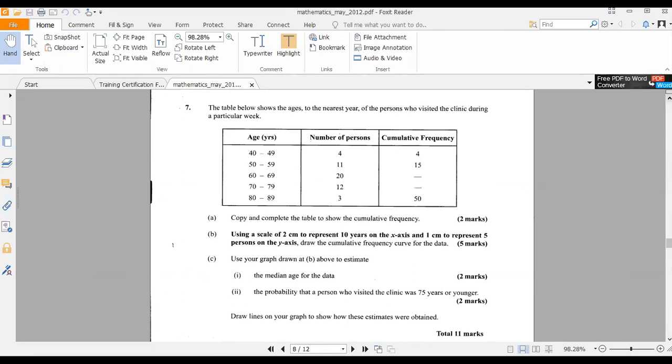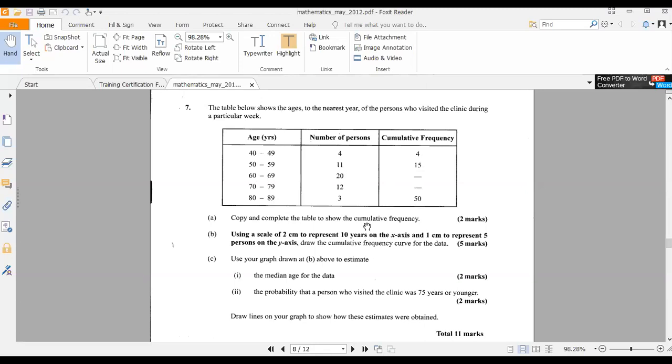But for the meantime, they say the table below shows the ages to the nearest year of the number of persons who visited the clinic during a particular week. Ages 40 to 49, 50 to 59, 60 to 69, 70 to 79, 80 to 89. The number of persons: 4, 11, 12, 20, 15, and 3. Then we have 4, 15, dash, dash, and 30. Copy and complete the table to show the cumulative frequency. So the question I asked you guys, how will I complete this table?